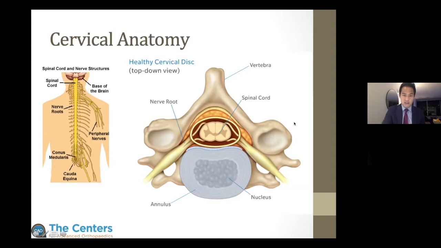Okay, this is a cross section of what your spine looks like. And again, we have the spinal cord, the nerve roots. This is your disc, and these are the bones in the back that we were talking about that serve to protect the spine and neural elements.